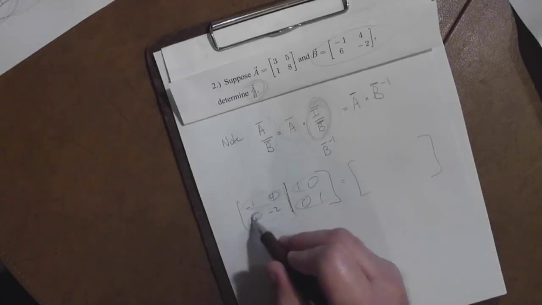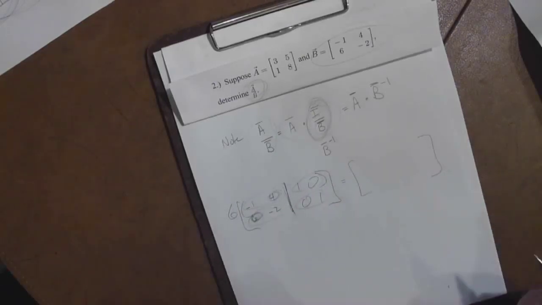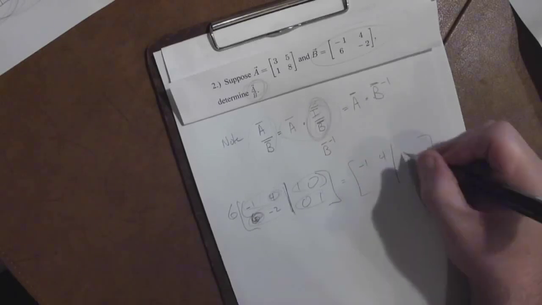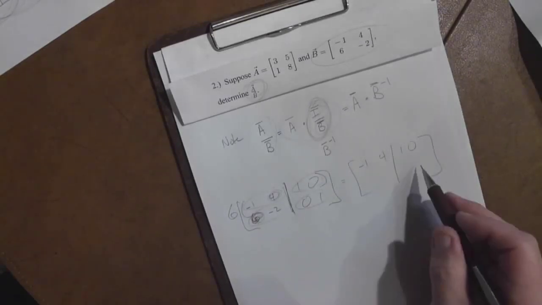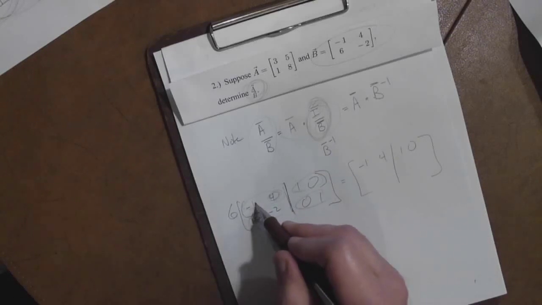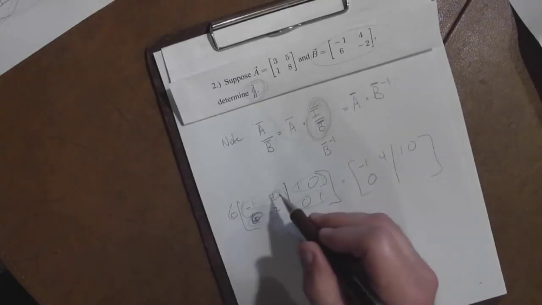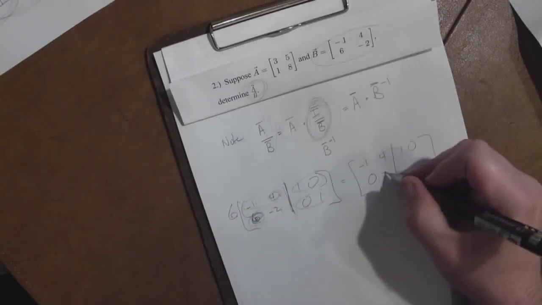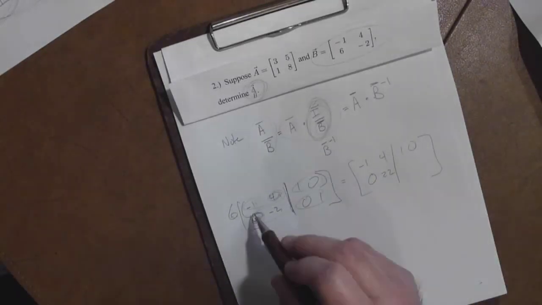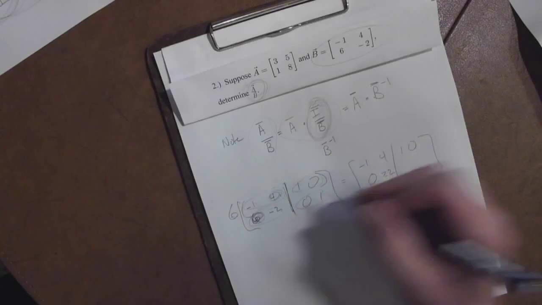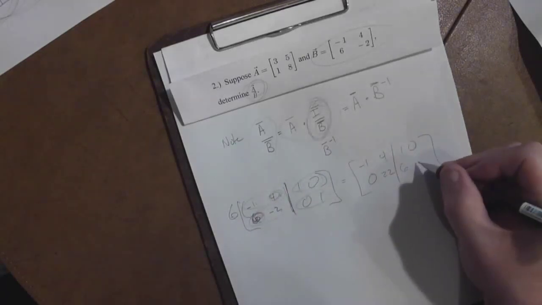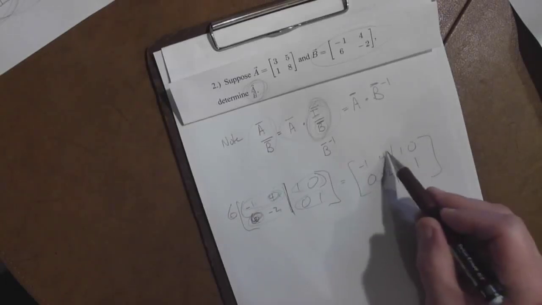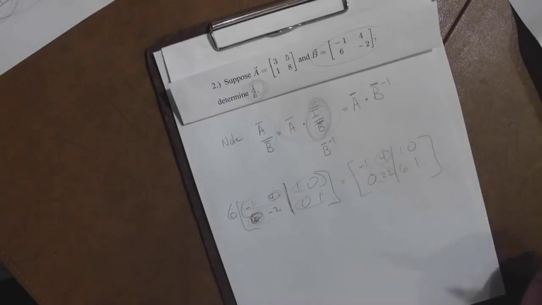For example, I can make this a zero by multiplying this by 6 and adding it to this row. That's not going to change my top row, but will change my second row. 6 times negative 1 is negative 6, plus 6 is 0. 6 times 4 is 24, minus 2 is 22 in value. 6 times 1 is 6, plus 0 is 6. 6 times 0 is 0, plus 1 is 1.